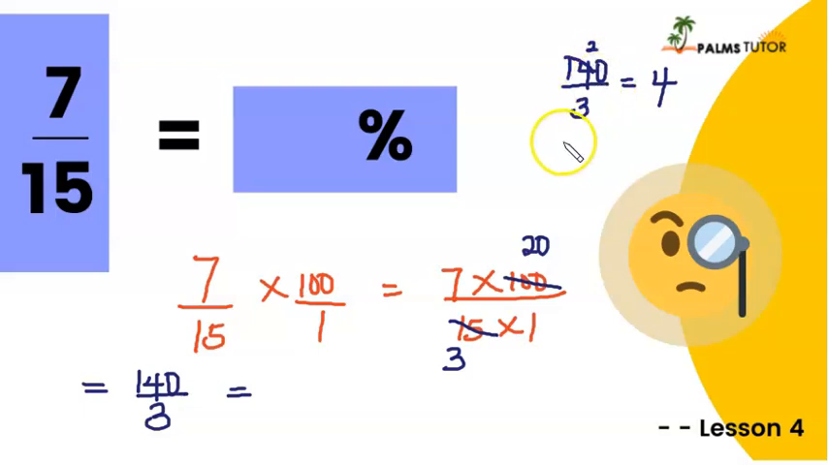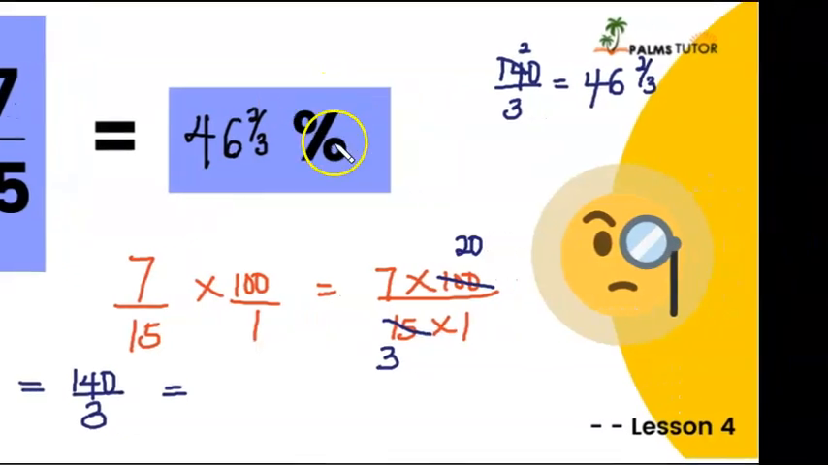So we have 20. So how many 3's do we have in 20? That should be 6. 3 times 6 is 18. Then we have 2 left, right? 46 whole number, 2 over 3. So this would be 46 whole number, 2 over 3%. We can also leave our answers as decimal. Very soon I'm going to teach you how to convert fractions to decimal.